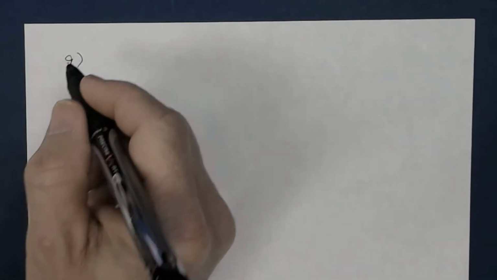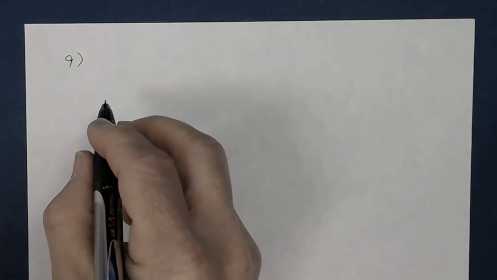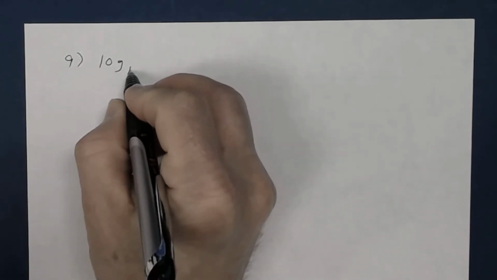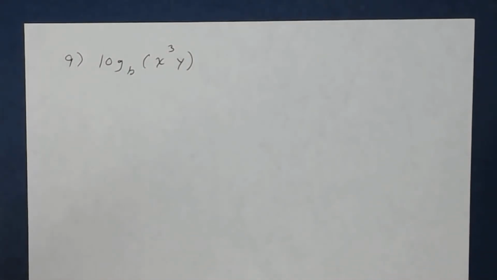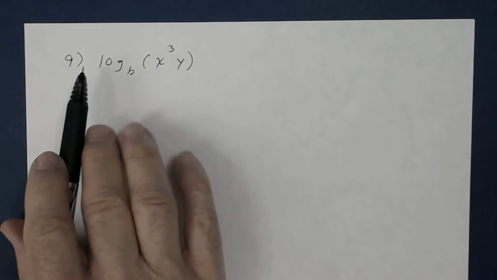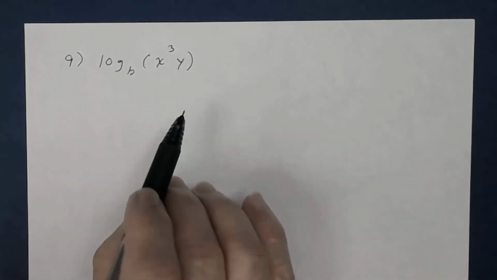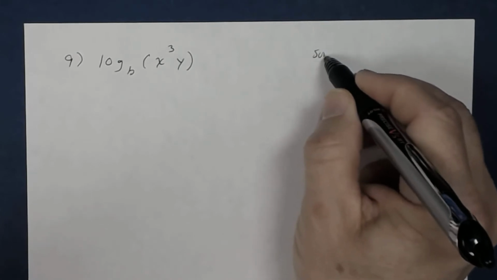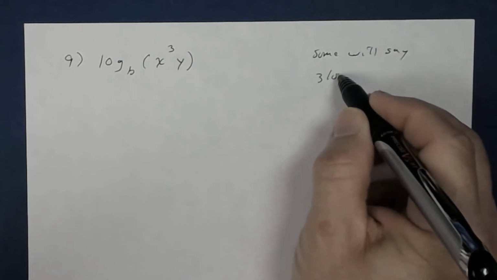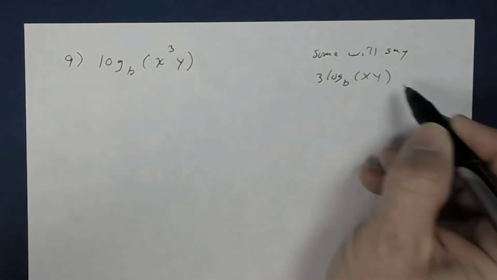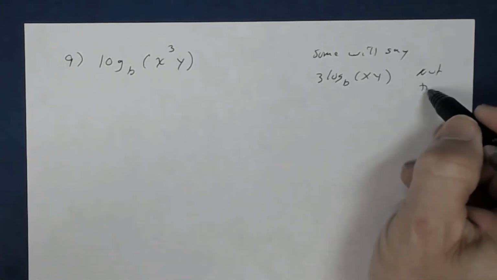All right, number 9. Let's suppose in number 9, I had the log base b of x to the 3rd power y. Now again, remember what we said. Can I use the power rule first? Because some of you will. Some of you will say, well, that's going to be 3 log base b of xy. That's not true.